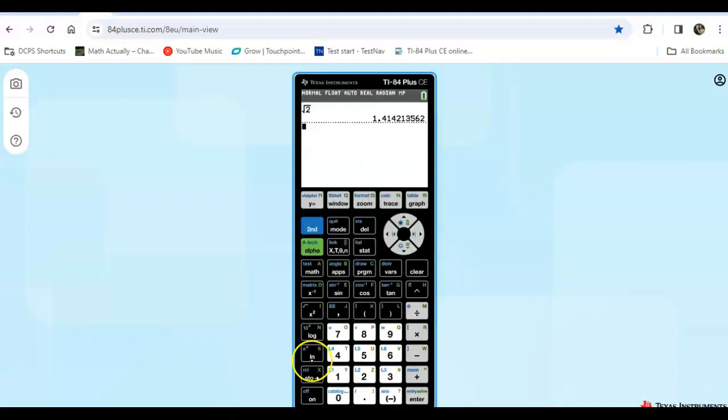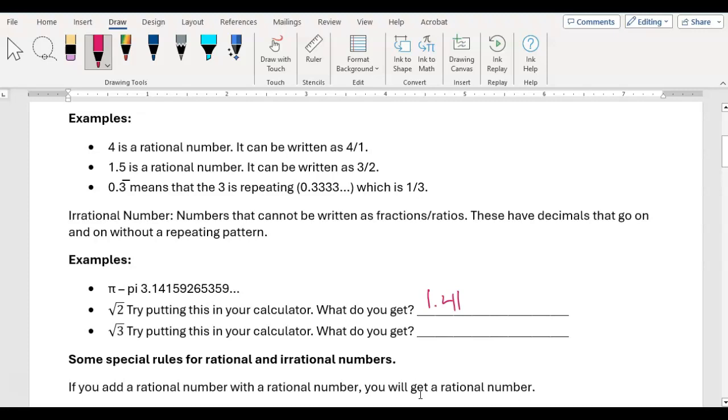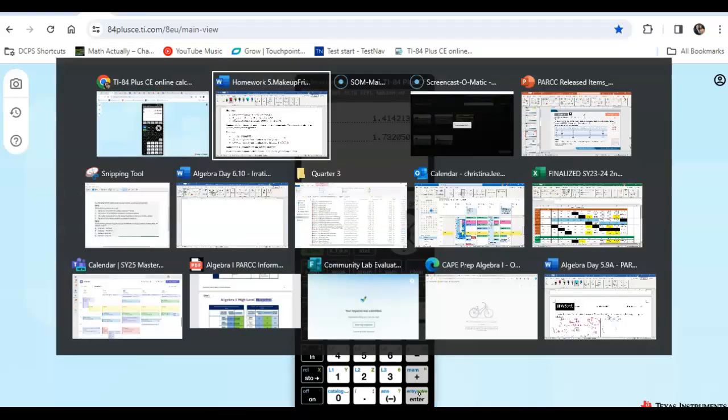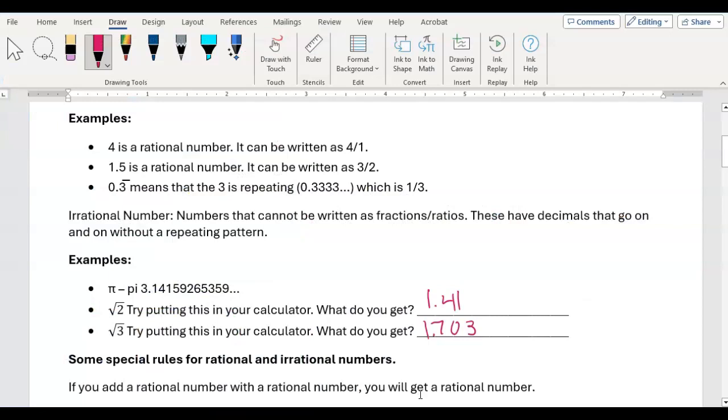If we do the square root of 3, we get 1.7320, right? Again, you don't see an obvious pattern there. Oh, that was not correct, 7.3. And so those numbers are going to continue on and on without any repeating pattern, and we can't represent the square root of 2 as a fraction.